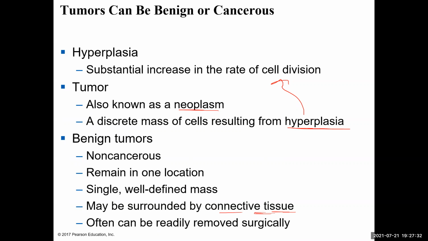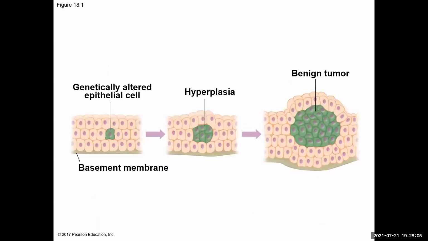And the benign tumors, because they are in a well-defined mass, can pretty often be removed surgically. And so doctors could just go in and remove that tumor, and check to see if it was cancerous or not. And so the characteristics of a benign tumor are these types of characteristics here. So a well-defined mass remaining in one location, surrounded by connective tissue, and again, generally in one place.